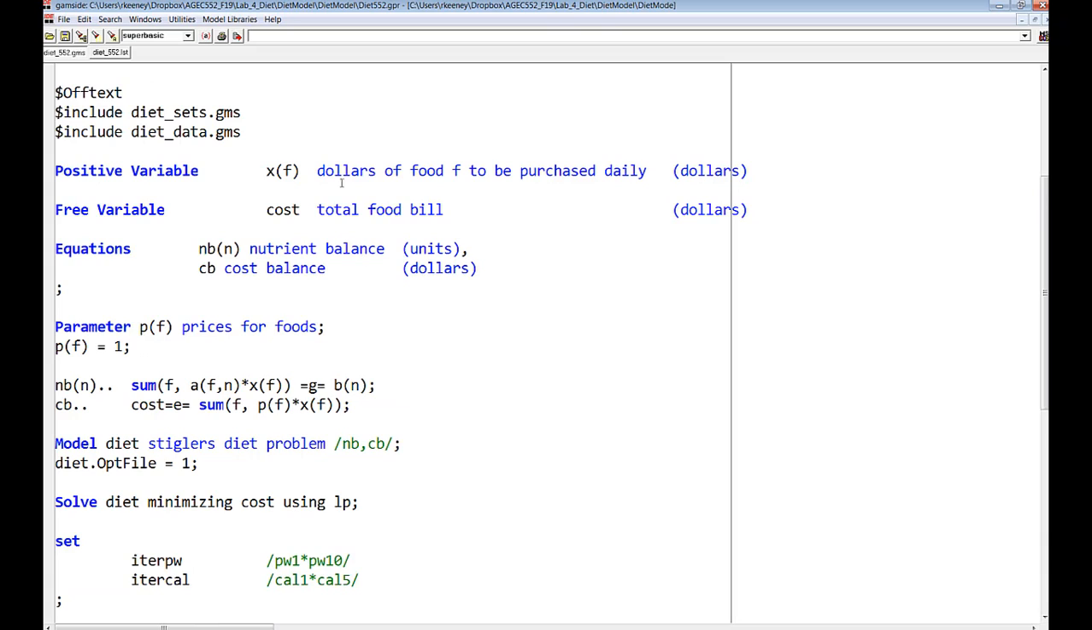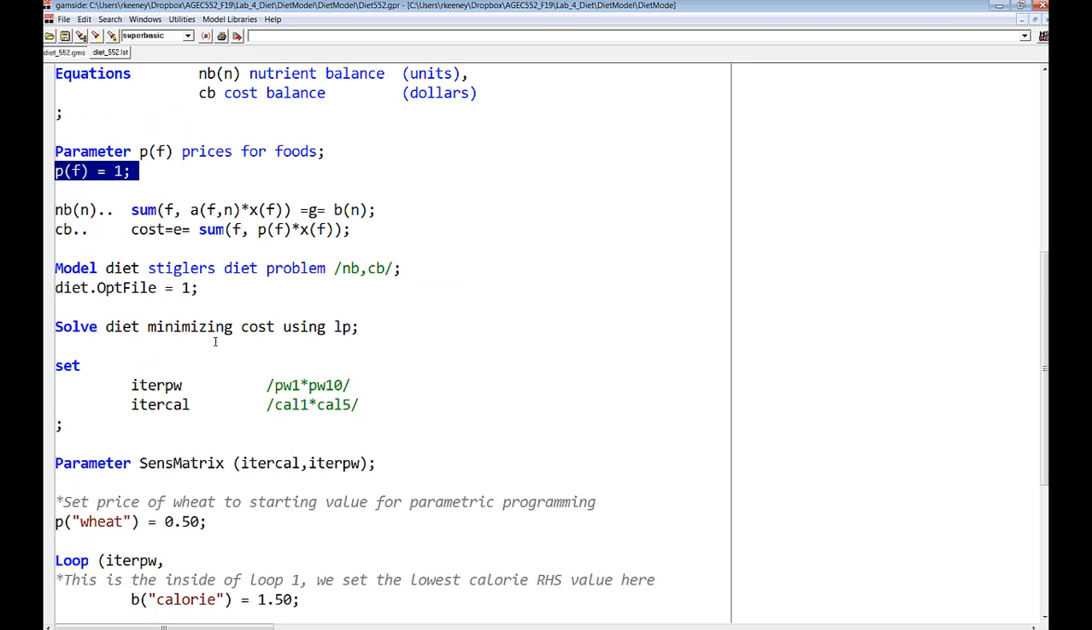So let's just refresh ourselves on this model. We are going to have choices over foods, a minimum cost objective, some nutrient balance equations, and one single objective equation called the cost balance. We didn't need prices for foods. Remember, these prices were all normalized to be 1, but if we're going to do a parametric program including the wheat price, then we do need those prices. So we reinstitute the prices and just say they're all 1 to start with. So the price of everything in the set, foods, is going to be 1, and you solve for that and you get the solution, and then we move down into the loop.